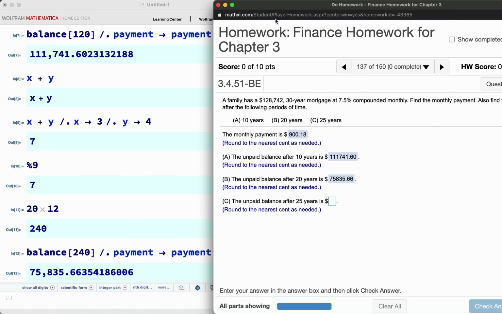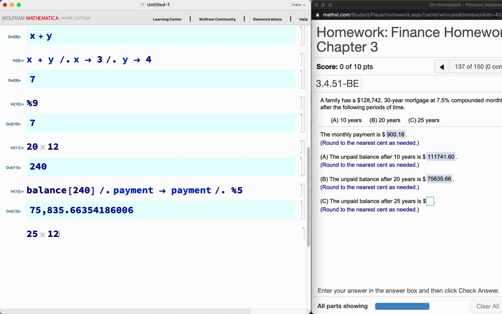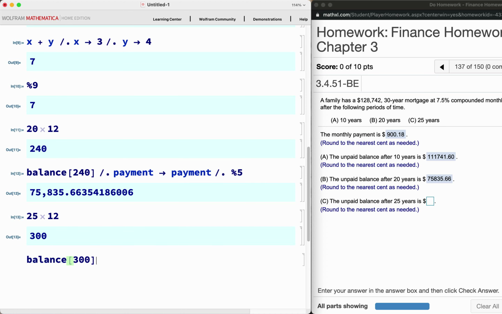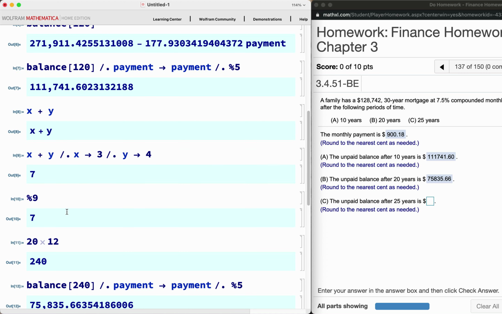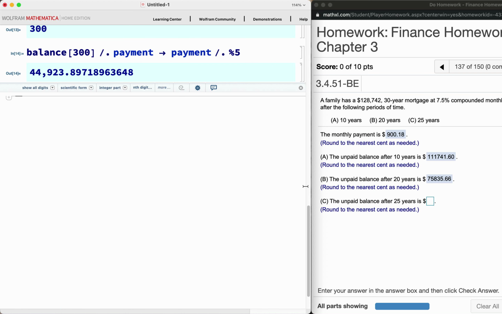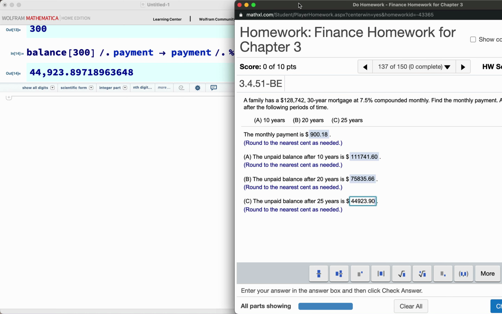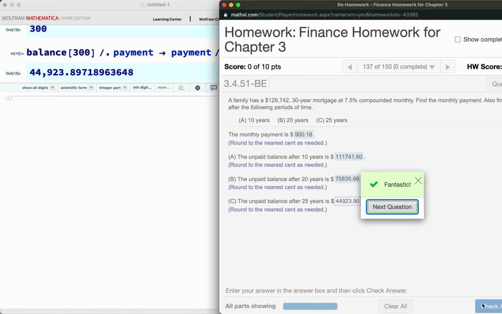Okay. And then after 25 years, 25 times 12, so there are 300 months in 25 years. Balance of 300, payment, where the payment is defined on line 5. For me, it's line 5. For you, it might be something else, right? This is line 5. Okay, and it's going to be $44,923.90. And it should be okay.